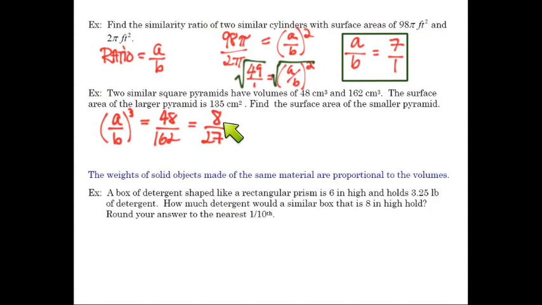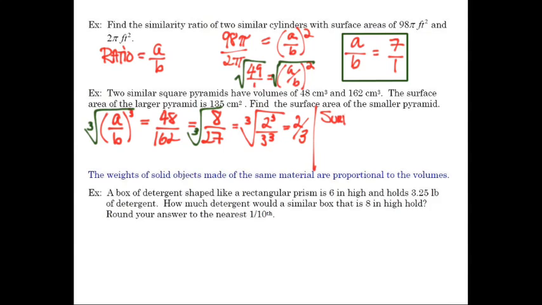We need to recognize that this is a perfect cube and this is a perfect cube. So we're going to take the cube root of both things. This works out to be the cube root of 2 to the third over 3 to the third. So those cube roots and those cubic powers cancel each other out, and you're left with 2/3. That becomes our ratio between them. We're not asked to figure out the ratio, though. We're asked to figure out the surface area.